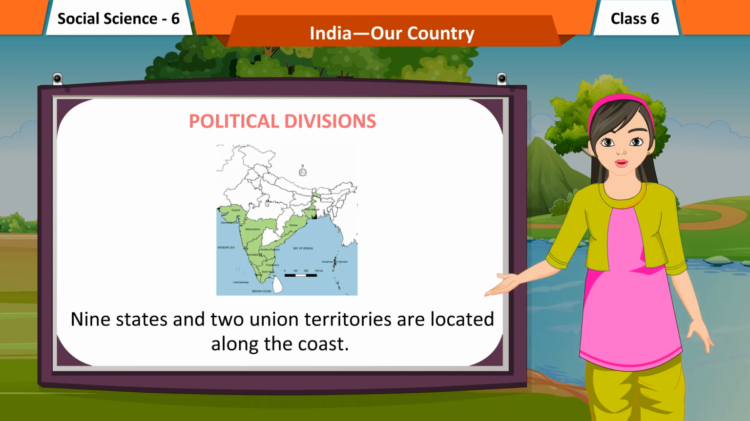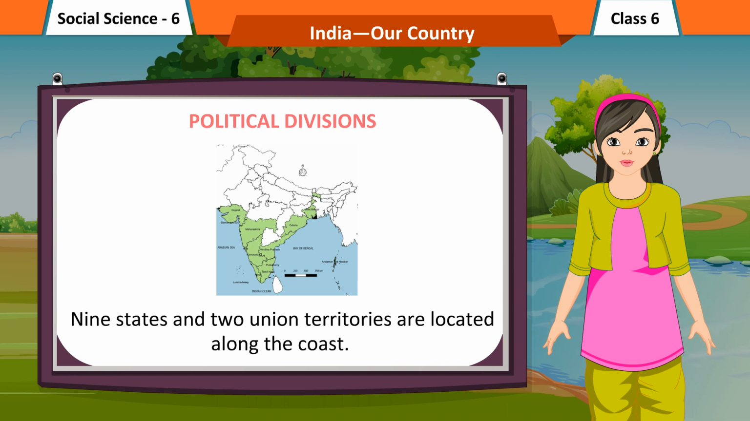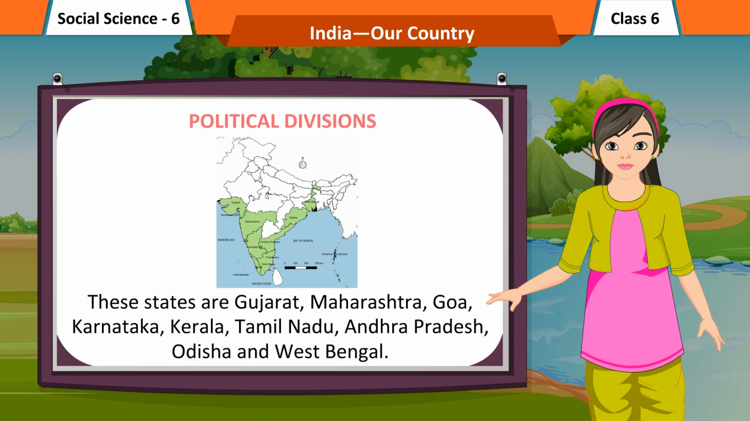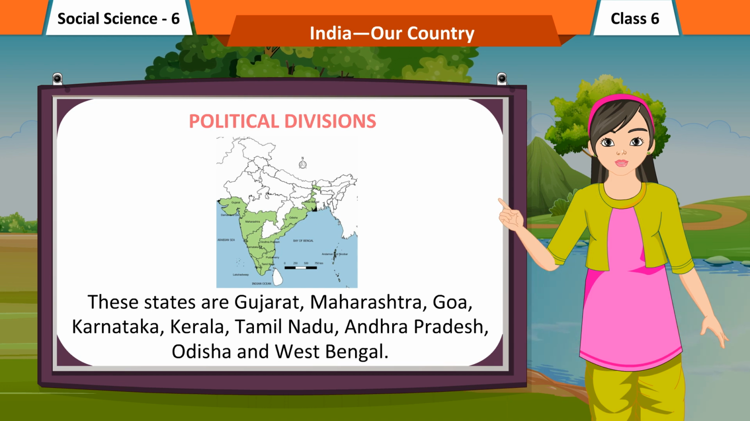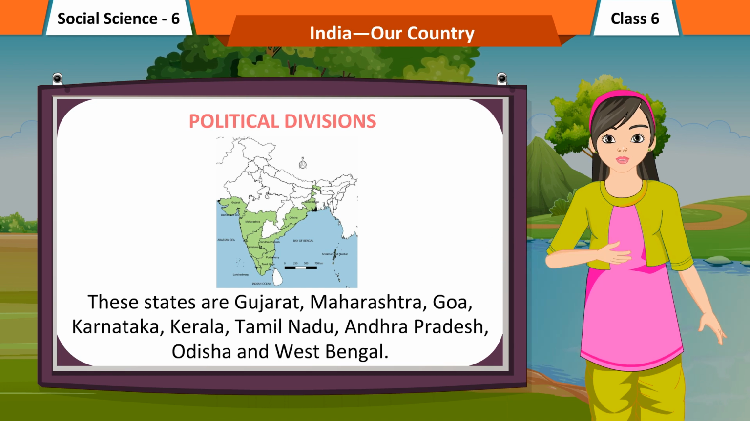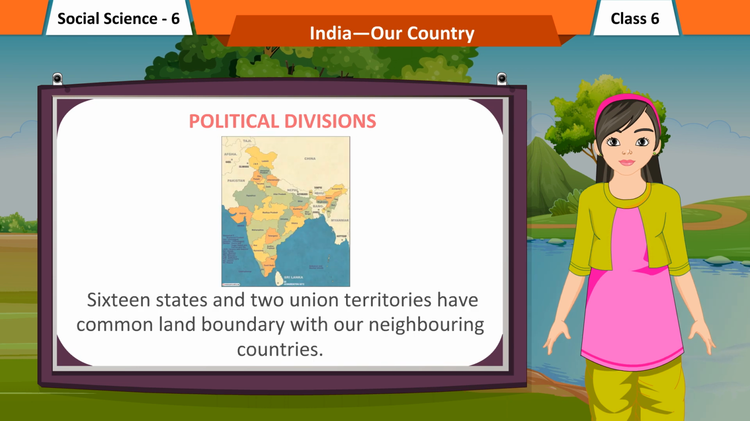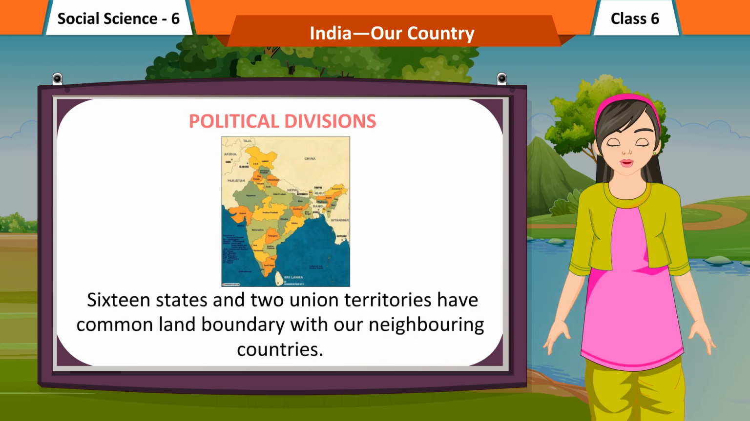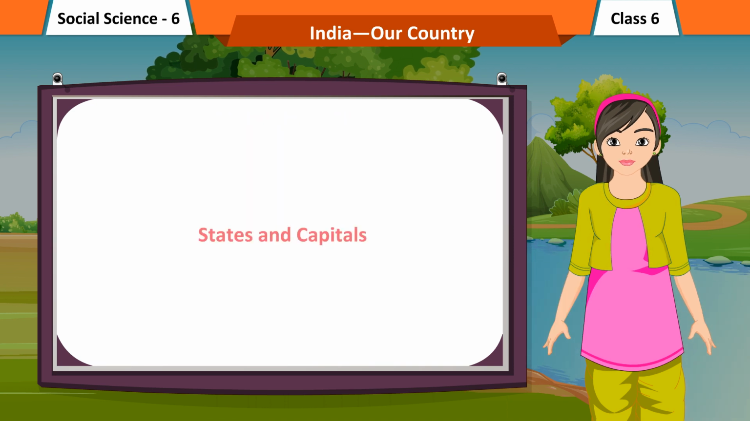9 states and 2 union territories are located along the coast. These states are Gujarat, Maharashtra, Goa, Karnataka, Kerala, Tamil Nadu, Andhra Pradesh, Odisha and West Bengal. 16 states and 2 union territories have common land boundary with our neighboring countries.